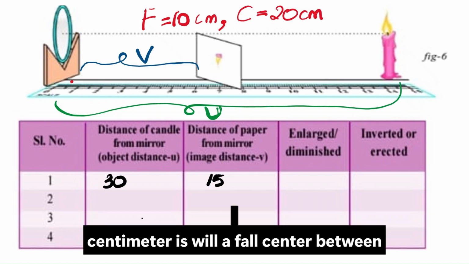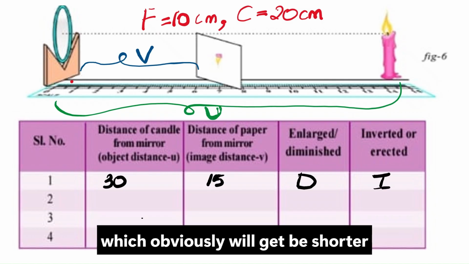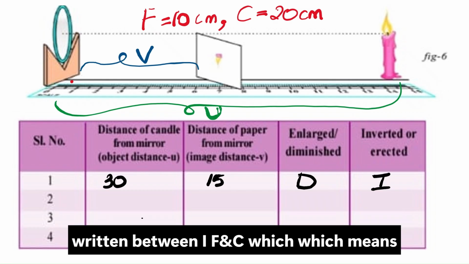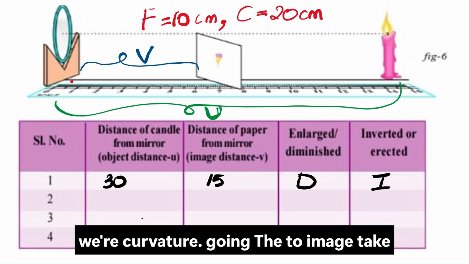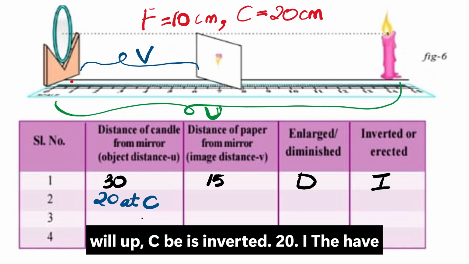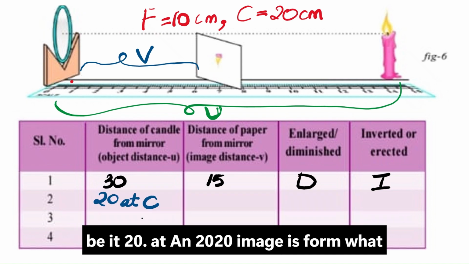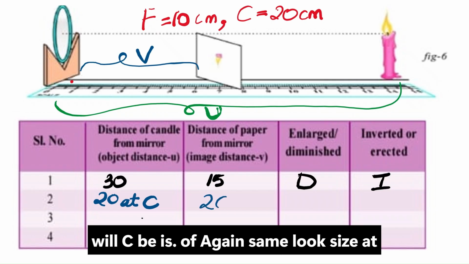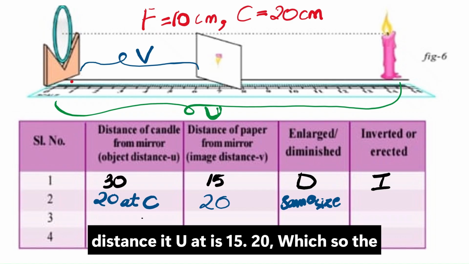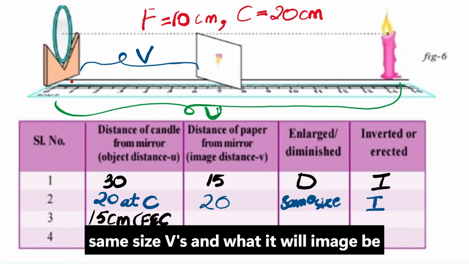20 is our center of curvature. So the distance V will obviously get shorter, which is 15 centimeters. This 15 centimeters falls between F and C, the focal length and center of curvature. The image formed is diminished and inverted. I have written I for inverted and D for diminished. The second one we take at 20. C is 20, so the distance U is 20. The V will also be 20 and the image formed will be of the same size and inverted.